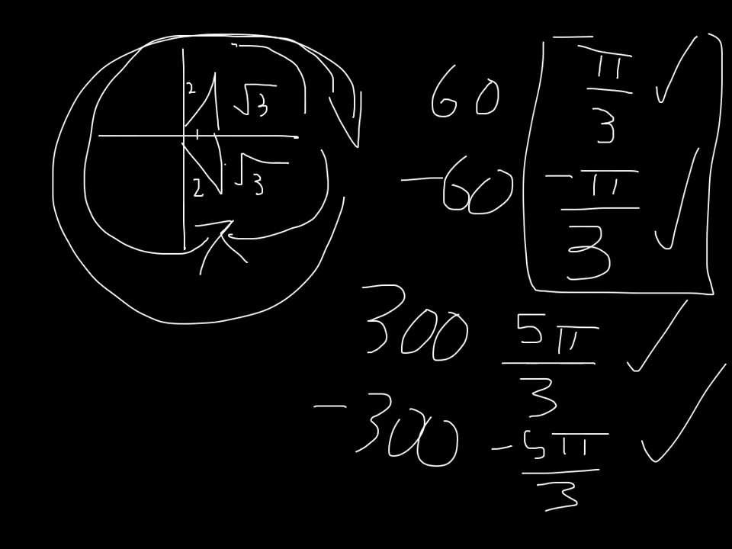So, if we go to the next... Okay, so we are left with the angles of pi over 3, negative pi over 3, 5 pi over 3, and negative 5 pi over 3. Thank you, and we'll see you tomorrow.